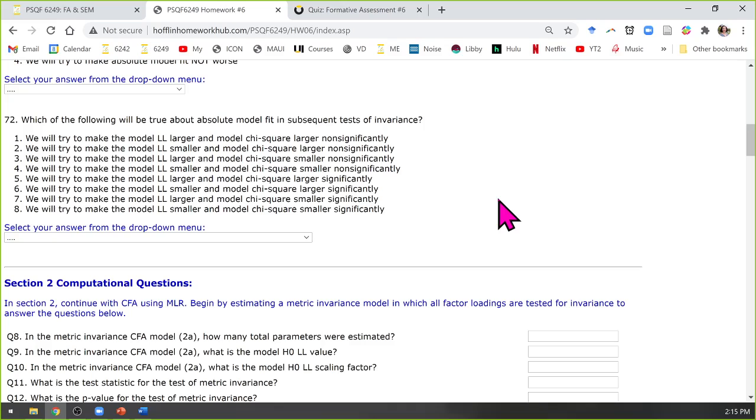The exception to that is if you're judging fit by RMSEA, which is a parsimony corrected index, in which case RMSEA can actually get better, smaller, after you make the model simpler, but not in terms of log likelihood and thus chi-square.